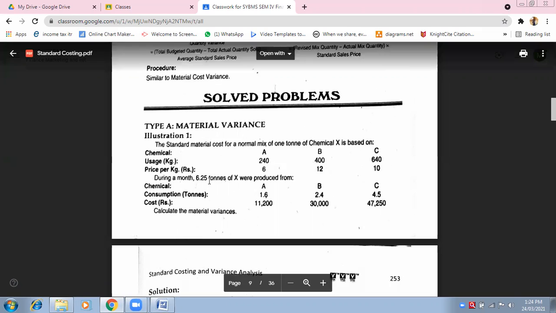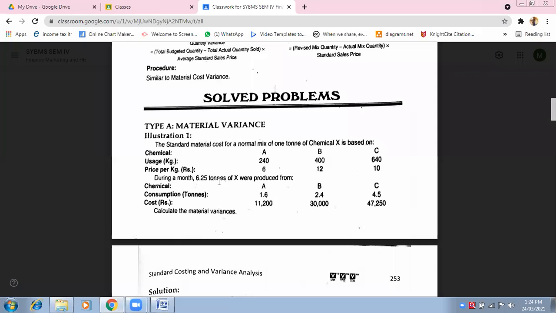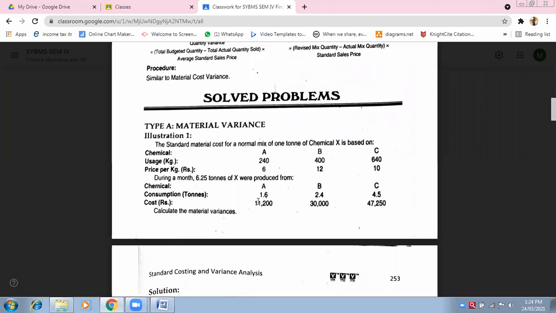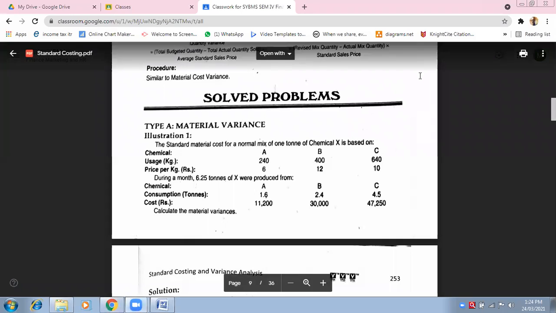During a month, 6.25 tons of chemical X were produced from chemicals A, B, C. But how much was used? Consumption means actual consumption, actual number of units. Now it is given in tons. We need to convert it into kgs. Please remember, 1 ton is equal to 1000 kgs. I hope you know 1 ton is equal to how many kgs? 1000 kg. Yes, very good. So 1 ton is equal to 1000 kgs.